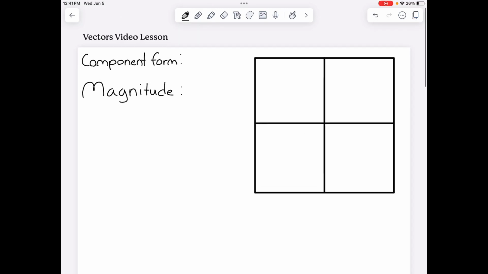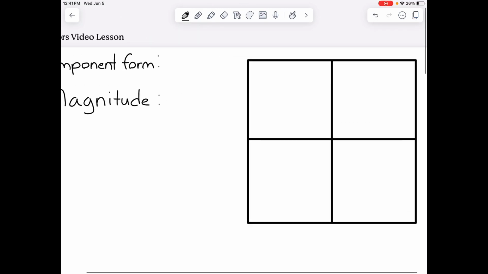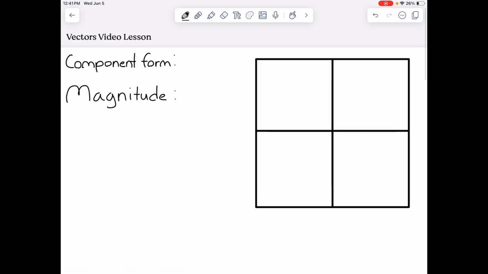Okay, so this is the vectors video lesson for Calc BC. Before we get into any examples for vector problems, I like to run you guys through some of the basics of vectors.